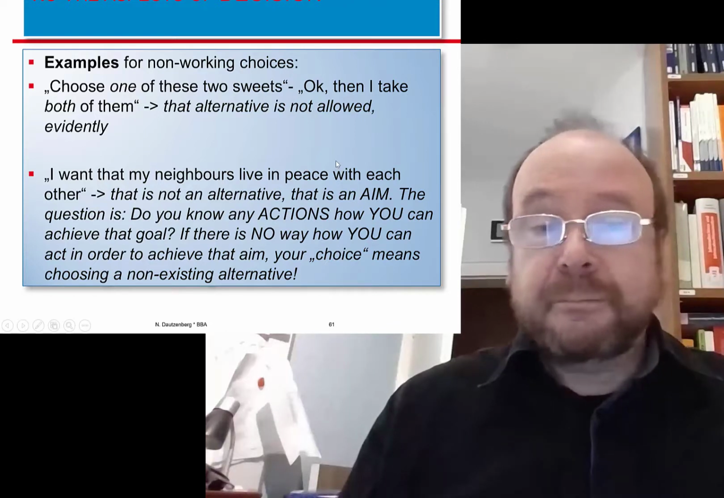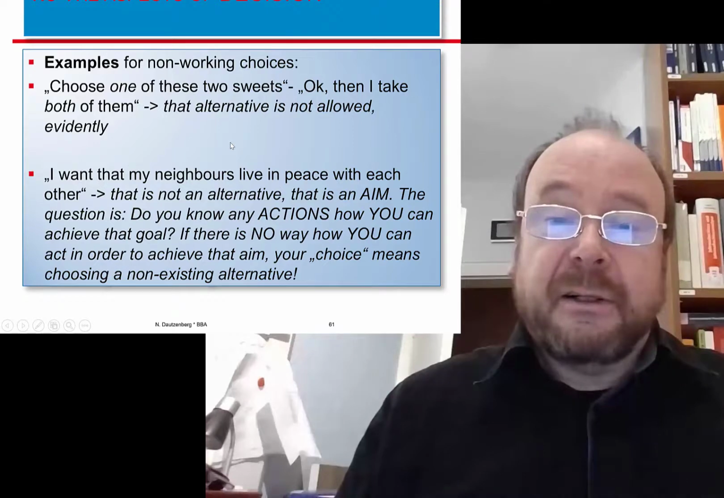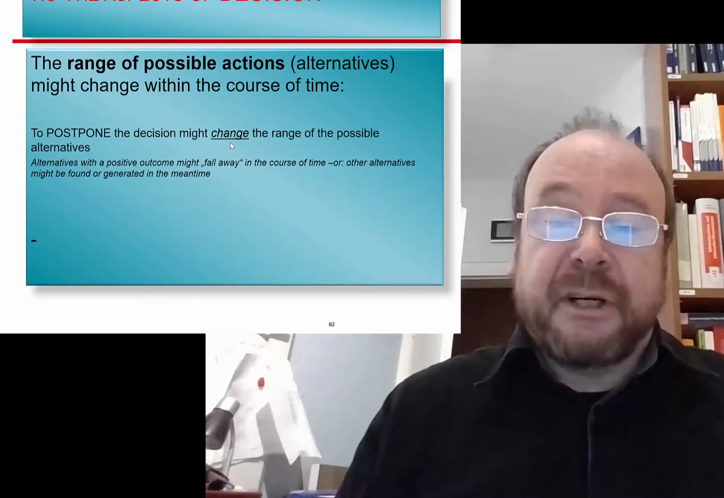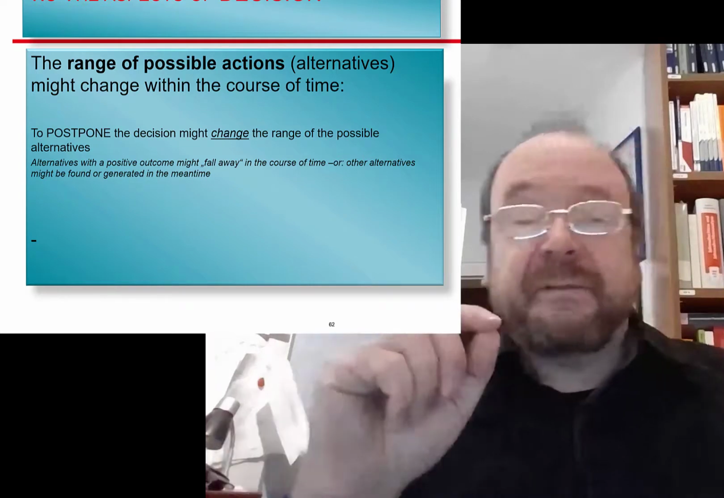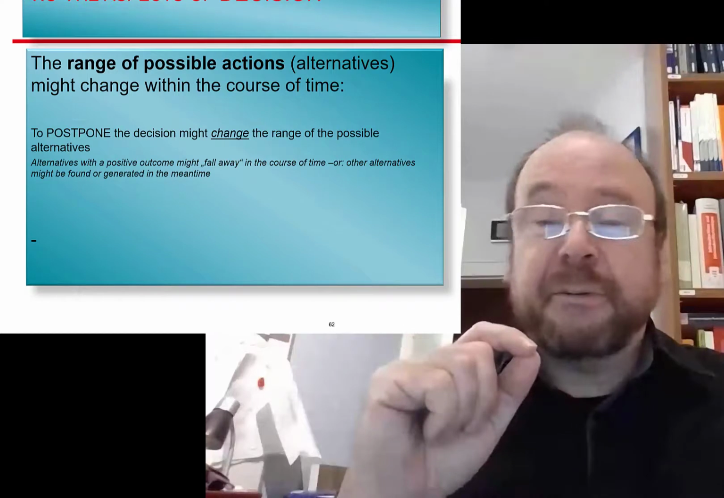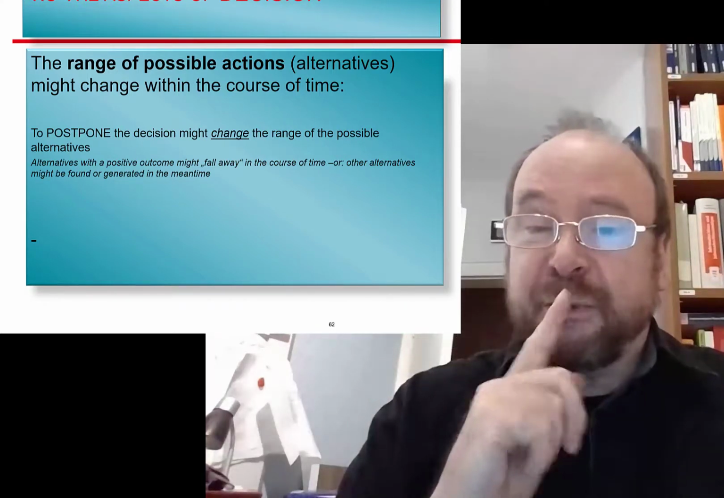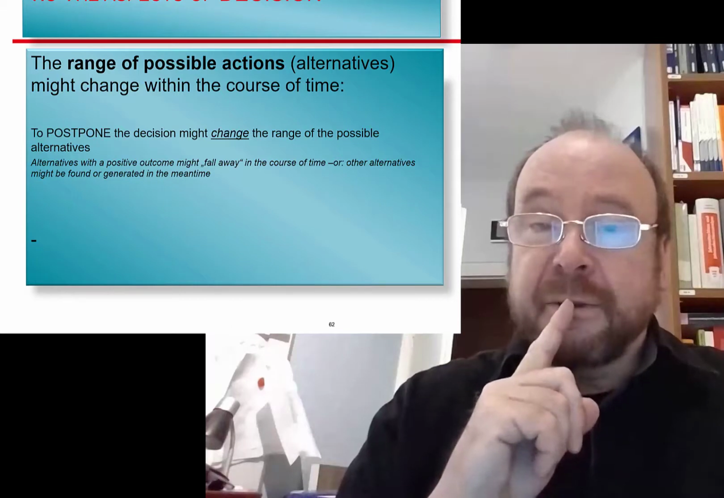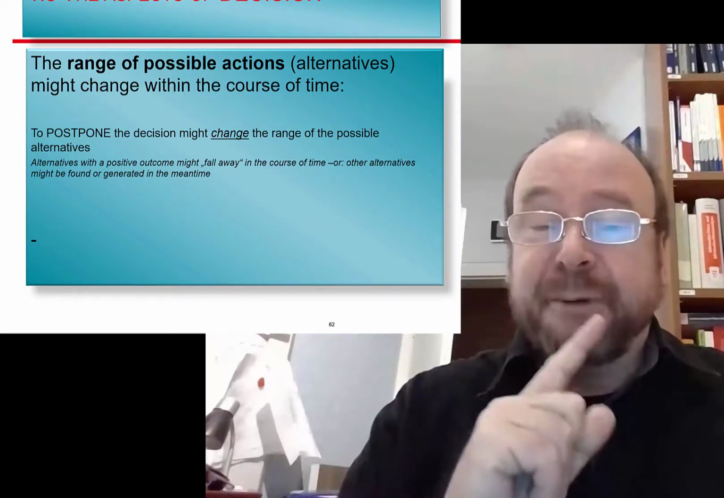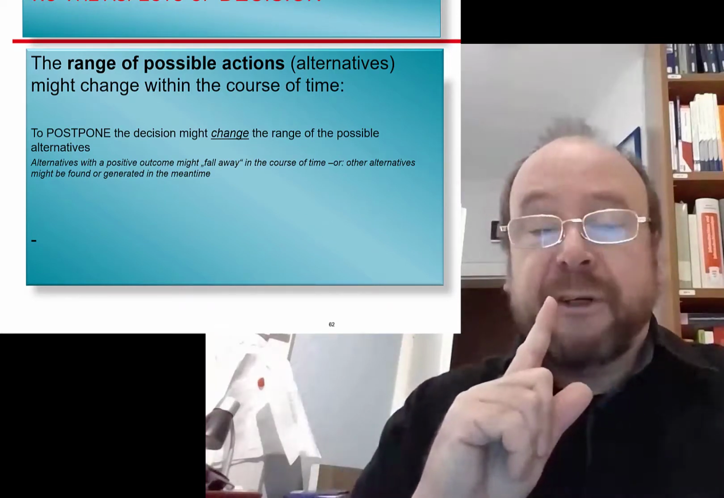So you must choose alternatives which are possible. The range of possible activities, so your alternatives, might, by the way, change within the course of time. It might be that certain alternatives fall away just due to the course of time. So to postpone a decision might change the range of alternatives.